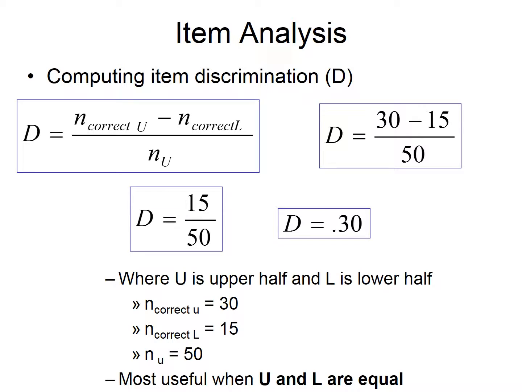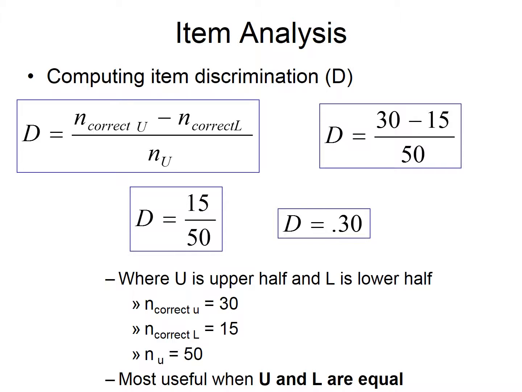What we're looking at then is the number of people in the upper group that got it correct, minus the number of people in the lower group that got it correct, divided by simply the number of people in the upper category. Again, U and L should be approximately equal, the number of people in the upper category versus the lower category.